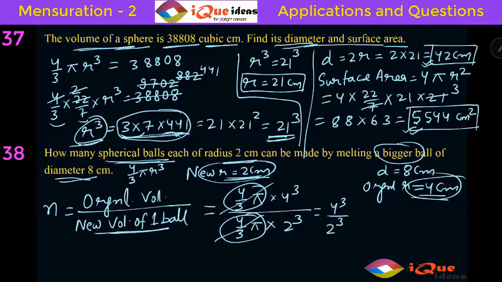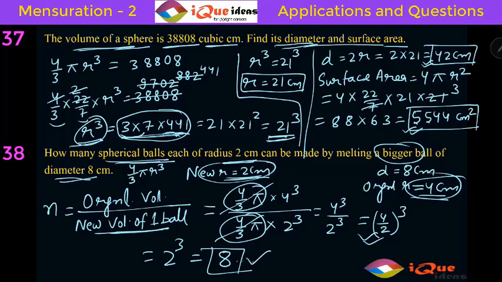One way is you can take the values of 4 cube and 2 cube, or what you can do is you can combine them. So it is 4 by 2 whole cube. Now 4 by 2 is 2, so it becomes 2 cube. Now 2 cube is 8, right? So this trick would have been really useful for larger numbers. If instead of 4 and 2, there were very large numbers, first you should combine them in the same power and then you can simplify. So 2 cube is equal to 8. So that means the number of new balls formed is 8.